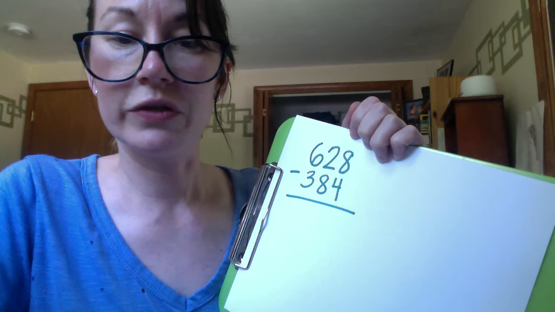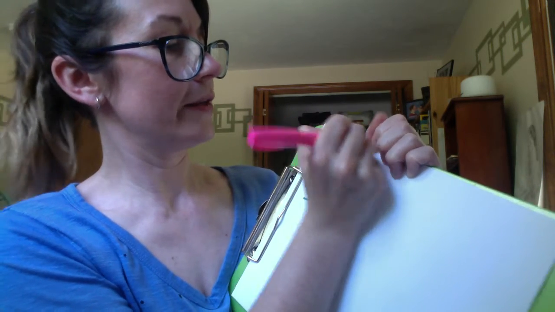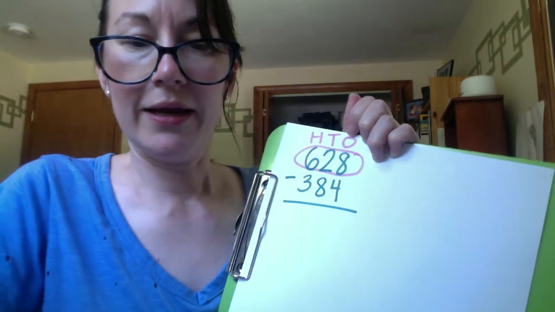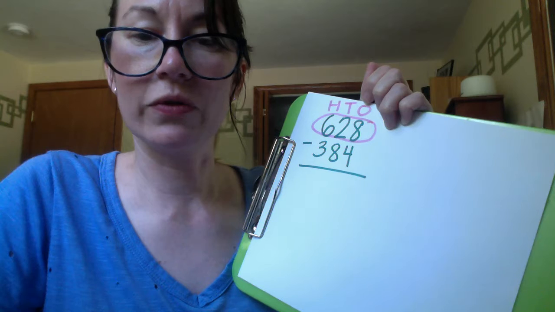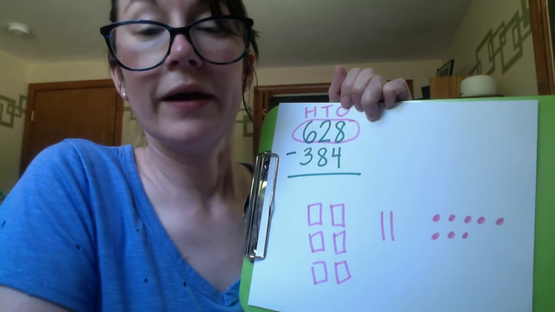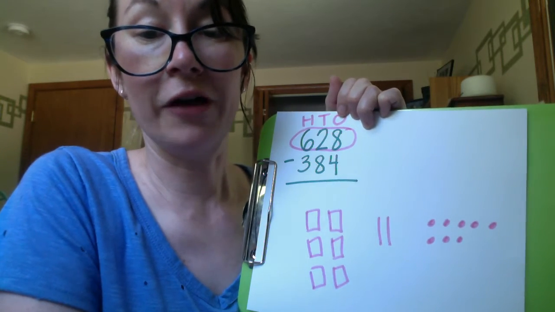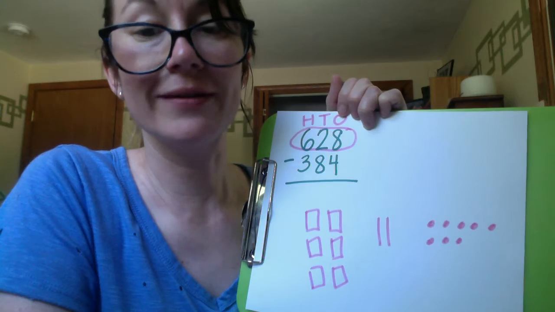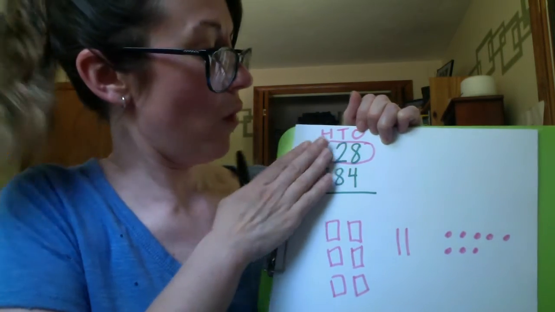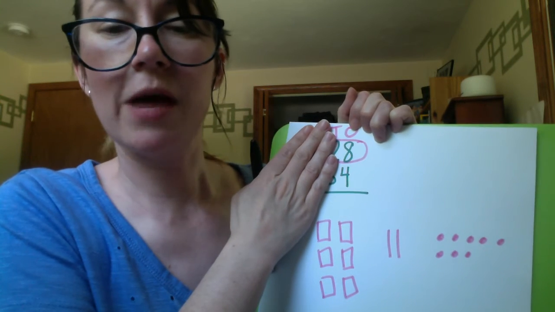Now let's take a look at how to do that when it's in a vertical algorithm, up and down. So here we are, and I have 628 minus 384. Step 1 is I mark my HTO and I circle the bigger number. And now I'm going to model that bigger number so that we can see what we're doing. Here we go. Now, even if you can do this in your head without drawing the model, I like to draw my model so that I can check my work. But when I'm doing it, I start over in the ones, so I just look at the ones. Can I take 4 away from 8?